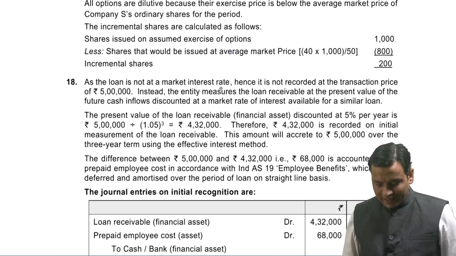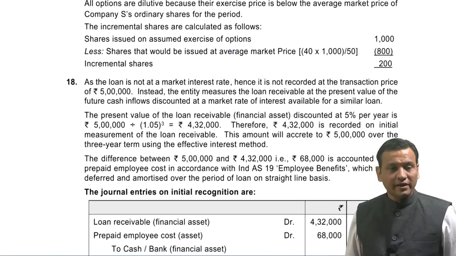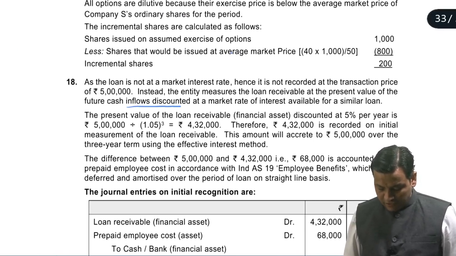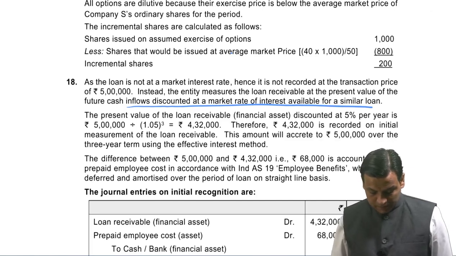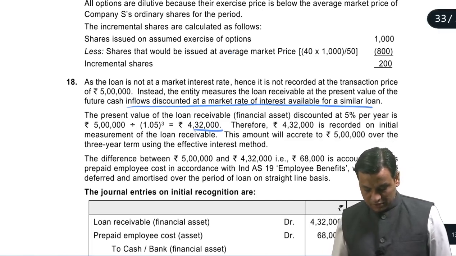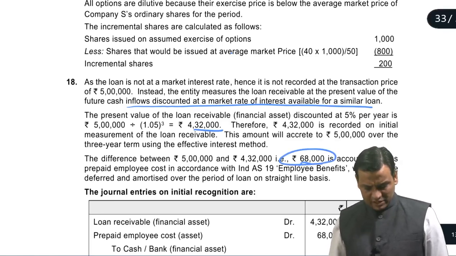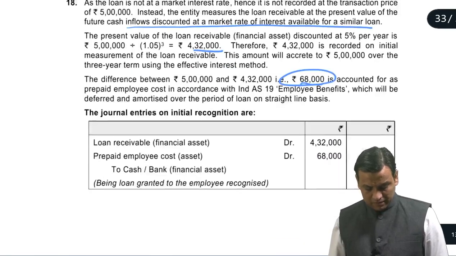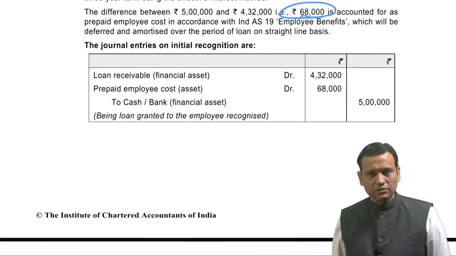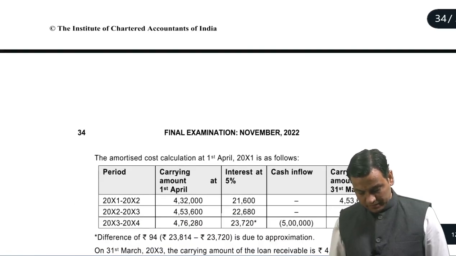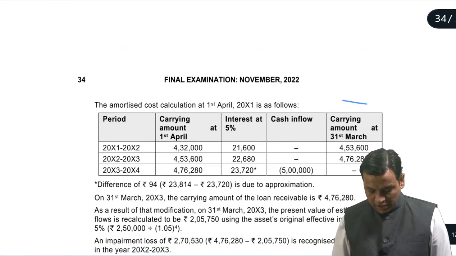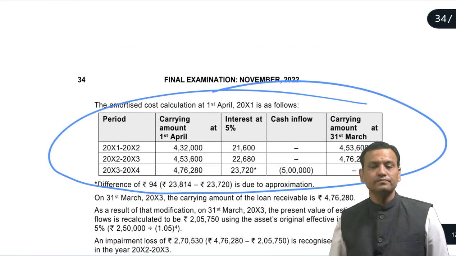The loan is not at market interest rate, and it is not recorded at the transaction price of 5 lakhs. Instead, the entity measures the present value of future cash inflows discounted at market interest rate, which comes to 4,32,000. The difference of 68,000 between 5 lakh and 4,32,000 is accounted as employee benefit expense, prepaid employee cost. So that is simple. Then you will prepare an amortization table. This is how your initial amortization will go.